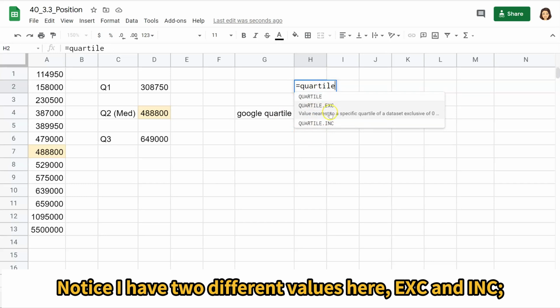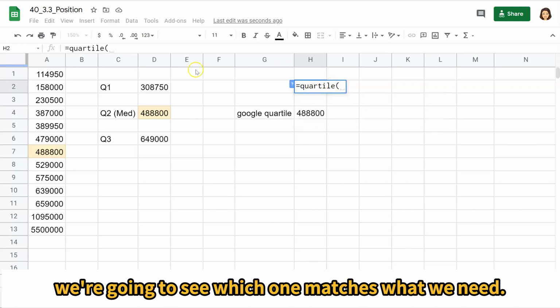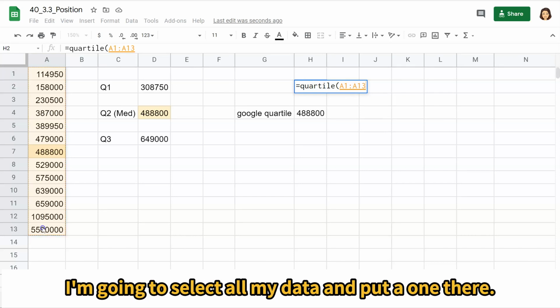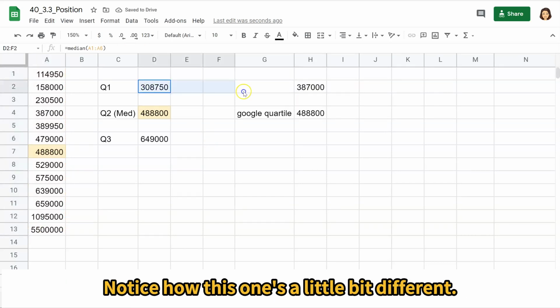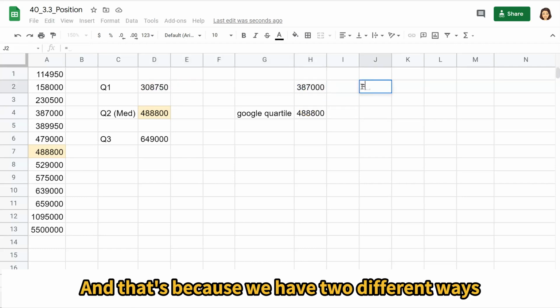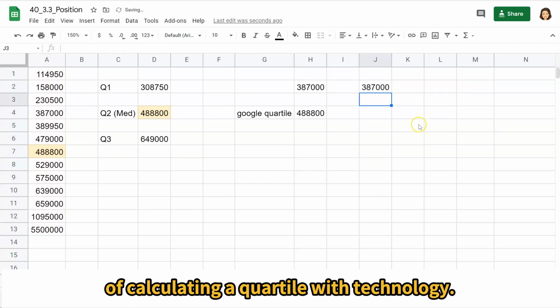But if we try quartile again, oh, and I do want to point something out. Notice I have two different values here, EXC and INC. We're going to see which one matches what we need. To find quartile 1, I'm going to select all my data and put a 1 there. Notice how this one's a little bit different. These two values are not the same. And that's because we have two different ways of calculating a quartile with technology.